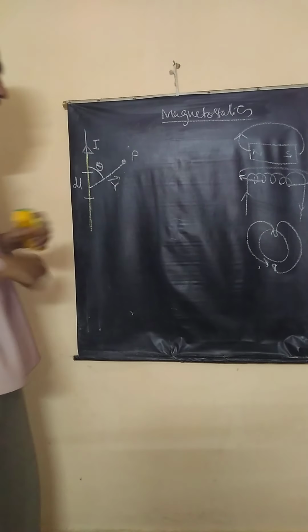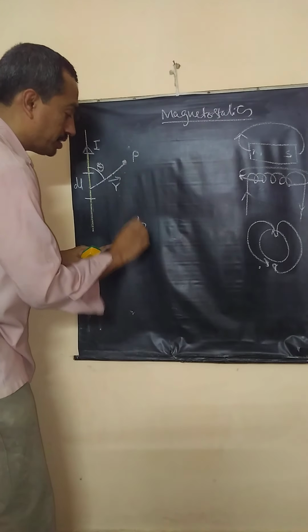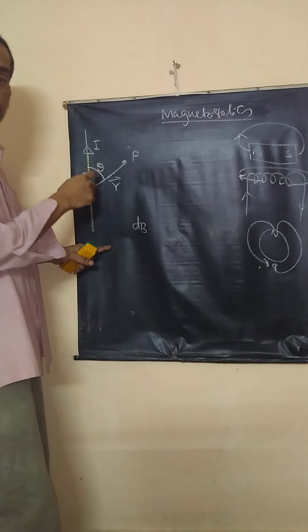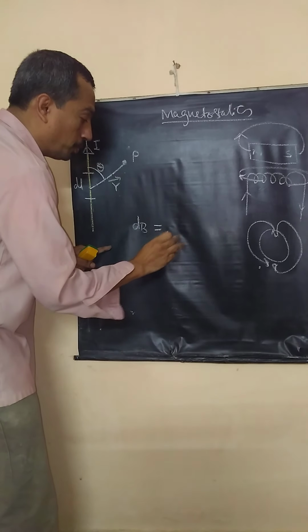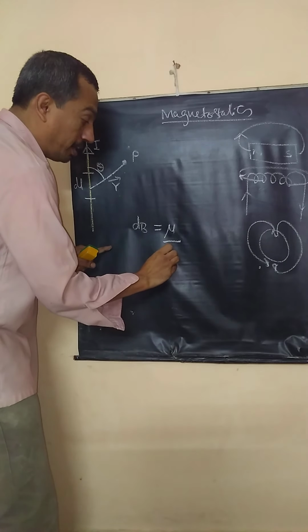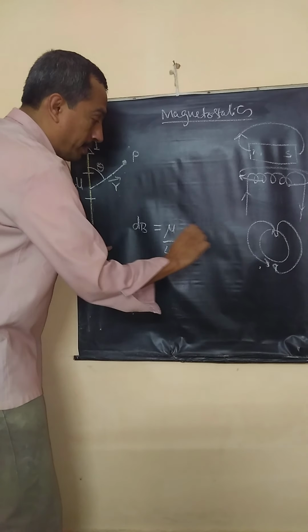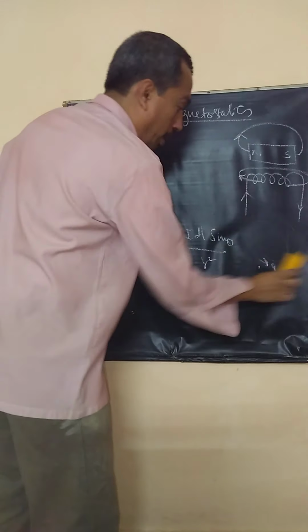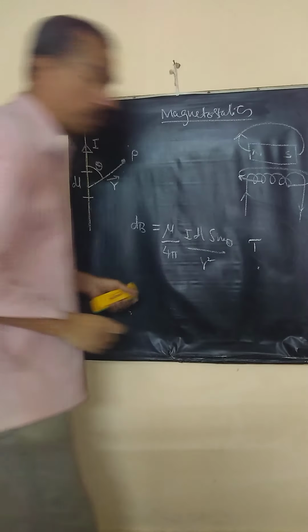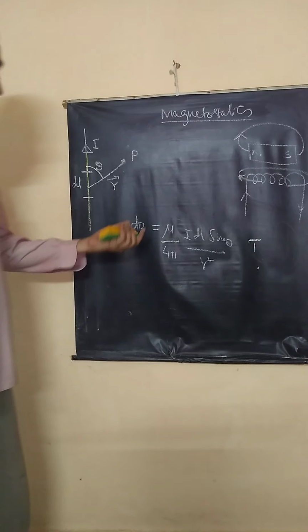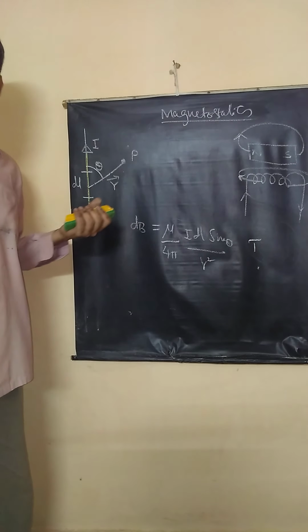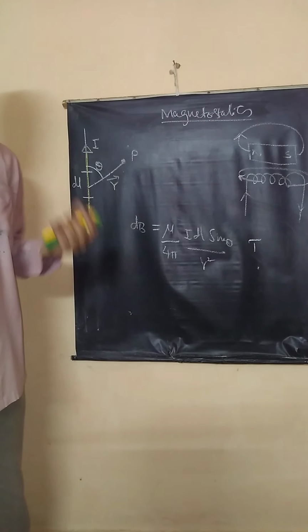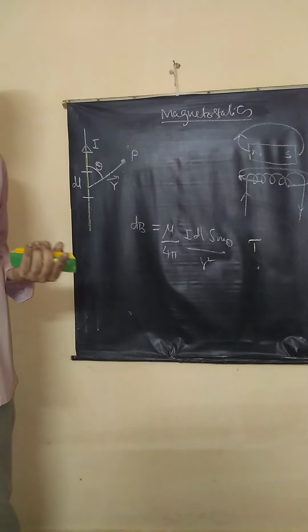Now Biot-Savart's law says the magnetic flux density at a point due to a current carrying conductor is equal to, in scalar terms, mu by 4 pi, I dl sin theta by r square, in Tesla or Weber per meter square. This is in scalar form. This does not say anything about the direction of the magnetic field. Now I will write the vector form of this. Vector form gives us both magnitude and direction. That is the advantage with vectors.